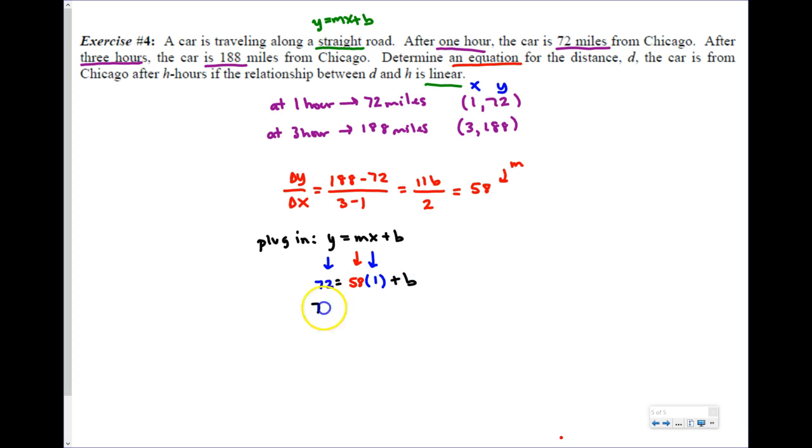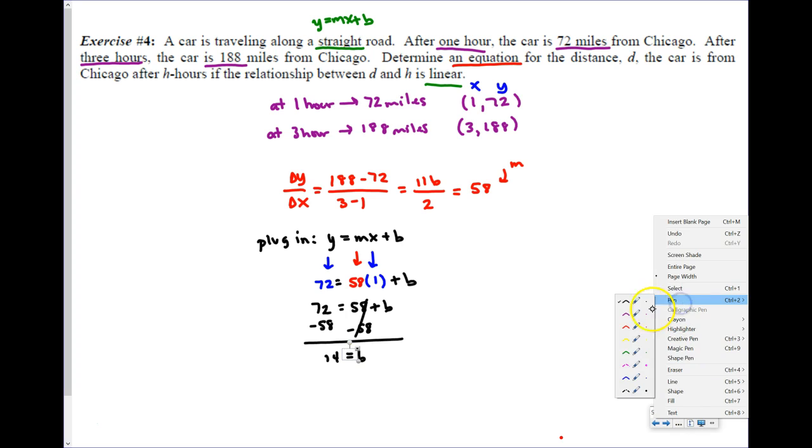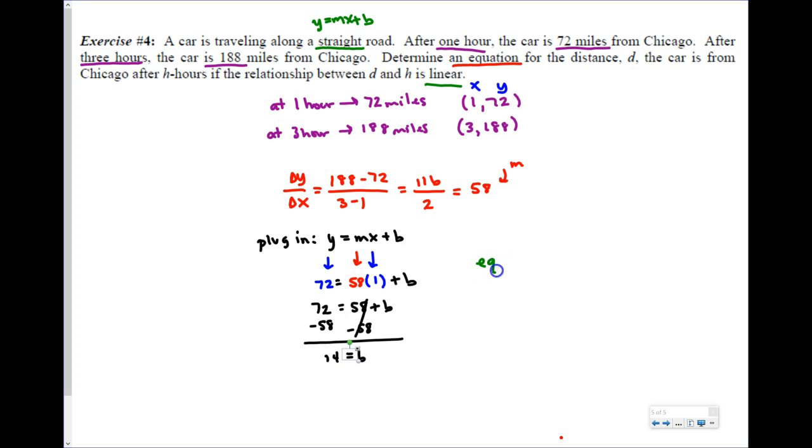Now I can solve. 72 equals 58 times 1 is 58 plus b. Subtract 58 from both sides. 72 minus 58 is 14. So there I have my b. Now that I have m and b, I can write my equation like I did before. My equation is y equals, my slope is 58, x plus 14.